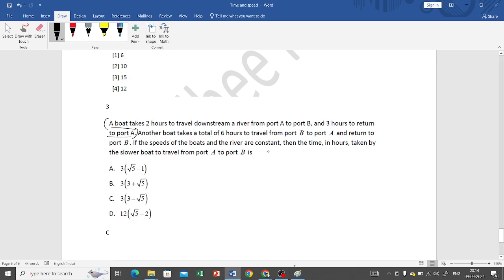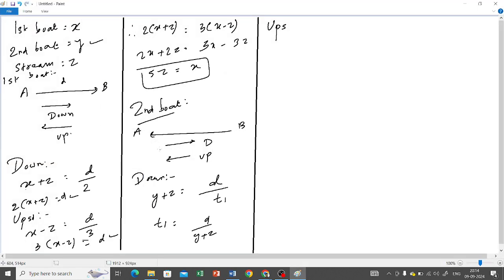Okay, 6 hours to travel from port B to port A and return to port B. So from port B to port A, and then it is coming back to port B. This direction still remains downstream, and this direction still remains upstream. So downstream, what is going to happen?